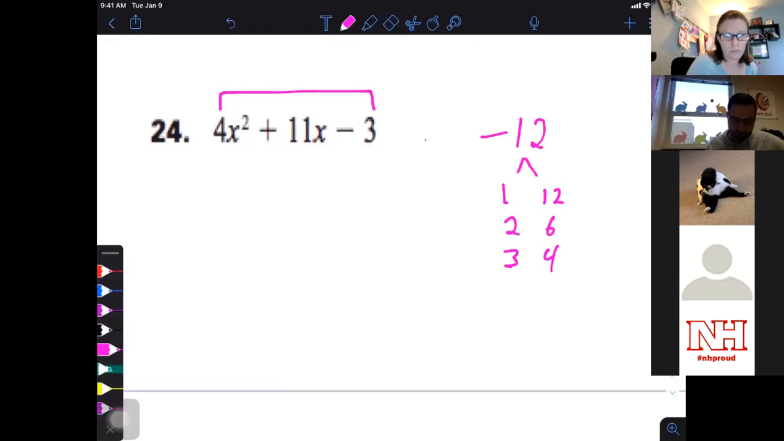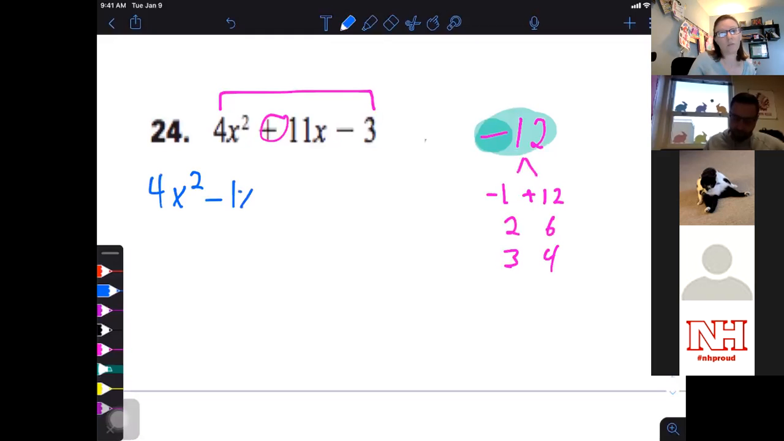It's negative. With that negative value, we want to find differences. So which of these have a difference of 11? Well, that's going to be 12 and 1. This number is positive, so the bigger number would also be positive. So that gives us a negative 1 and a positive 12. And then we just factor it out. 4x squared minus 1x plus 12x minus 3.